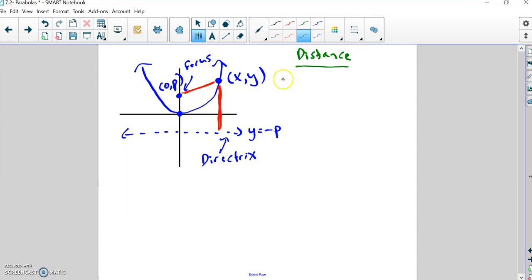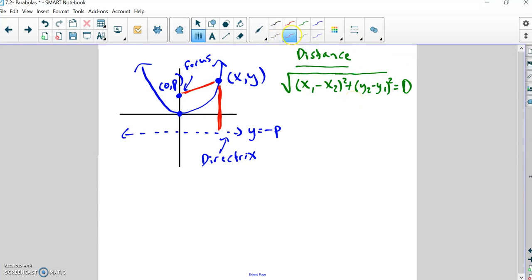Okay, the distance formula says that the distance from one point to another point can be described with this equation: the square root of (x1 minus x2) squared plus (y2 minus y1) squared, and that is equal to d, we'll call that distance. Okay? So we're going to use that equation to help us derive the equation for a parabola.